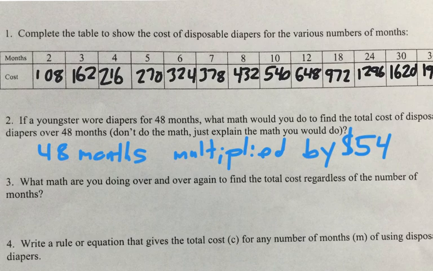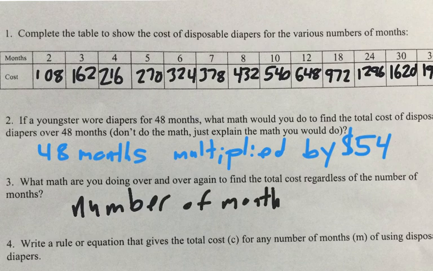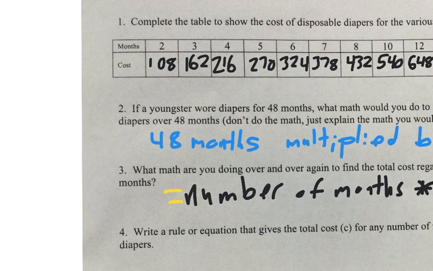Okay, question 3 says, what math are you doing over and over again to find the total cost regardless of the number of months? We are doing the number of months times 54. I put a star for my times. Number of months times $54. And what's this equal to? This is equal to the total price, total cost, total price.